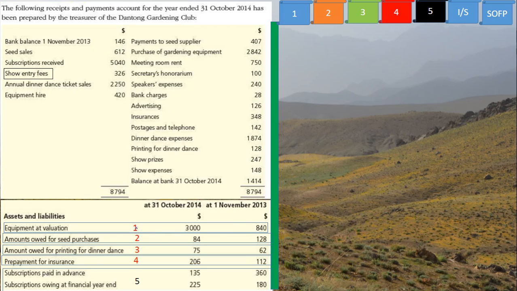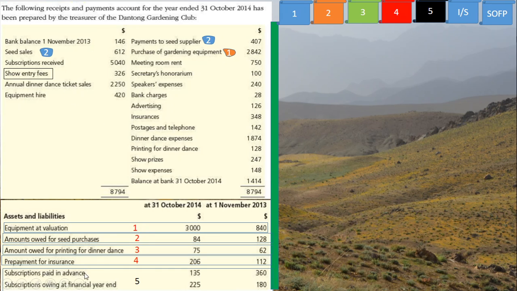I'm going to mark this 1. If I mark this 1, you make sure you mark all the relevant data 1. Like here, purchase of garden equipment is 1. Make sure you mark it. Then I go to number 2, amount owed for seed purchase. Mark all the relevant data related to seed purchase. When I press 2 out here, it's going to be marked here 2.